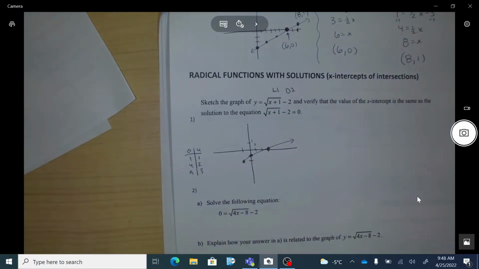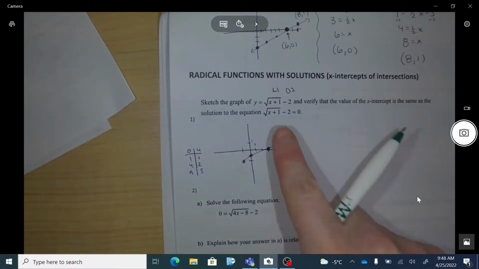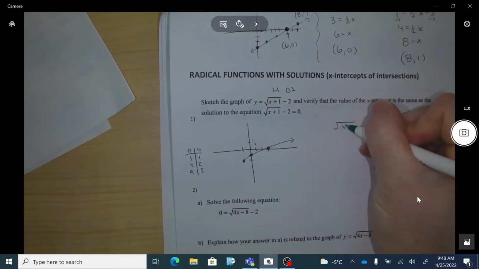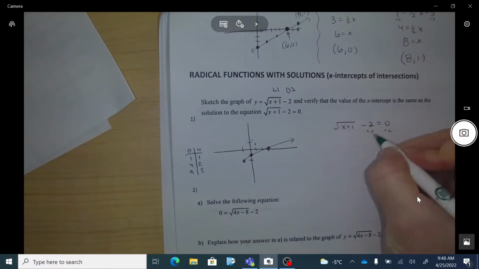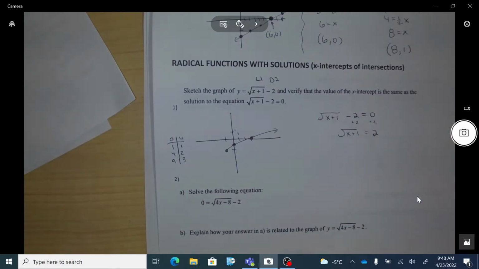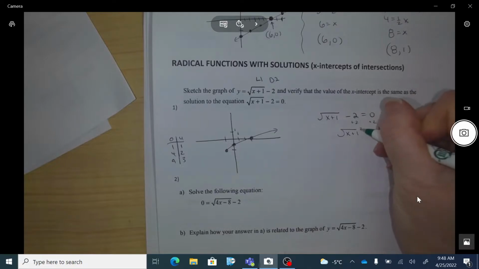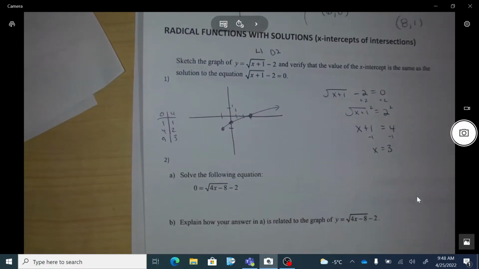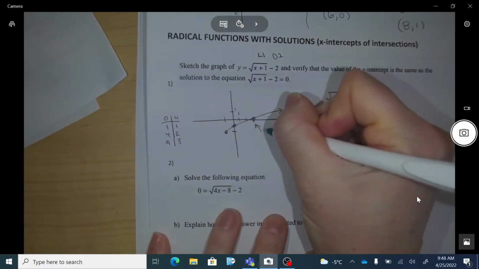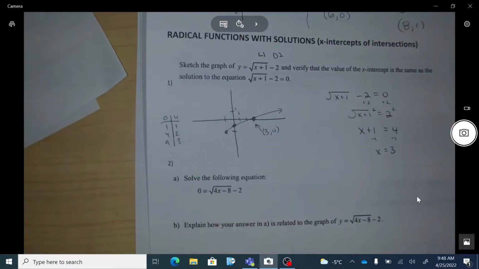markers on our axis. Now the solution to this, so we're going to do this algebraically. So I'm going to add 2. Then I'm going to square both sides to get rid of the square root. Then I'm going to subtract 1, so x equals 3. And when I look on my graph, the coordinate 3, 0 is an x-intercept of 3.